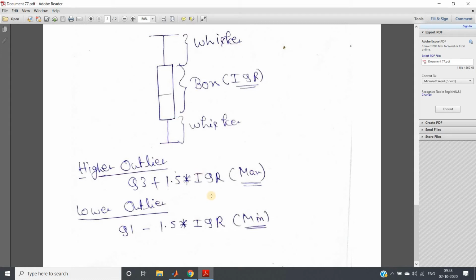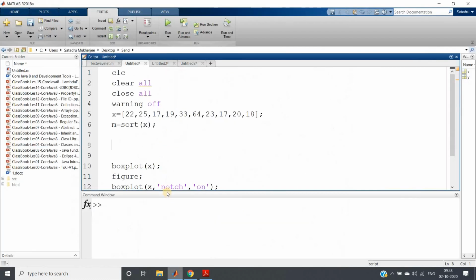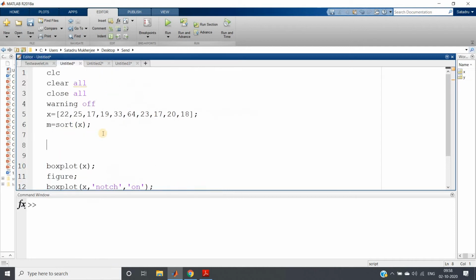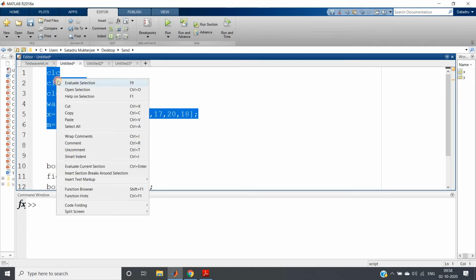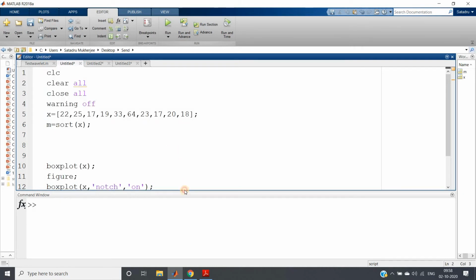Now what we can do, we can go to Matlab and do some plotting. Okay, so see here I have taken one simple data set: clc, clear all, close all, warning off, x equal to 22, 25, 17, 19, 33, 64, 23, 17, 20, 18. Okay, so first let us try to calculate manually what the different parameters of my box plot are.